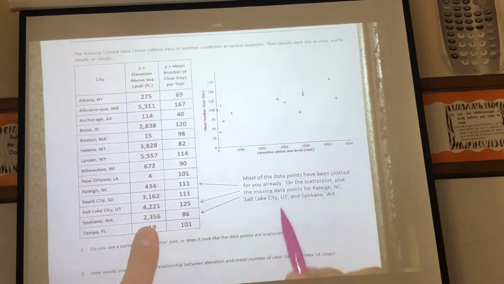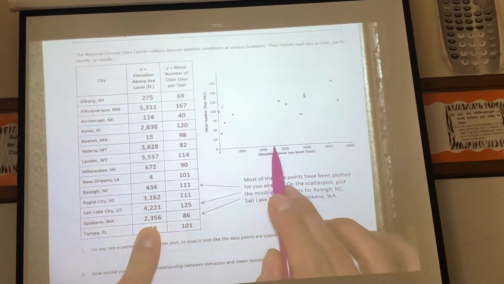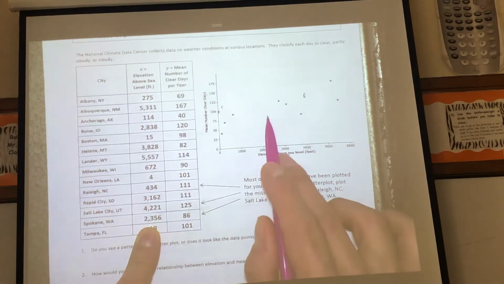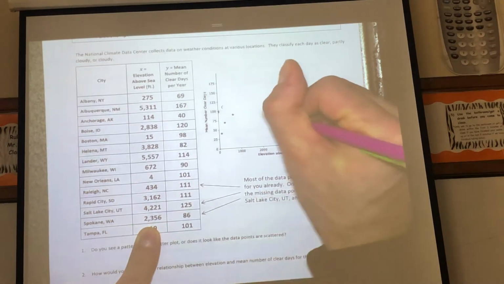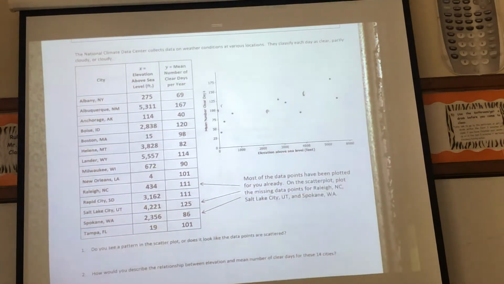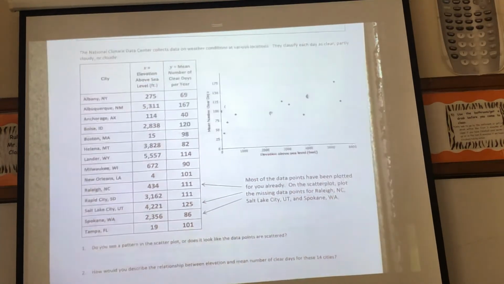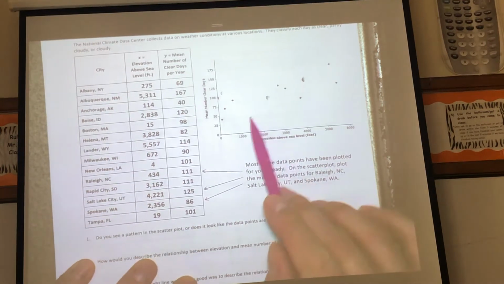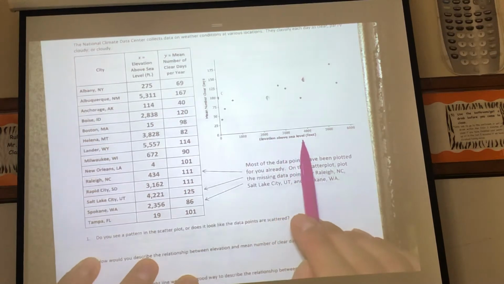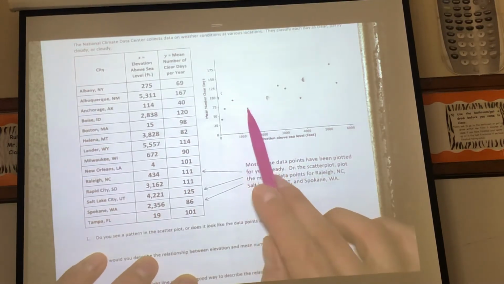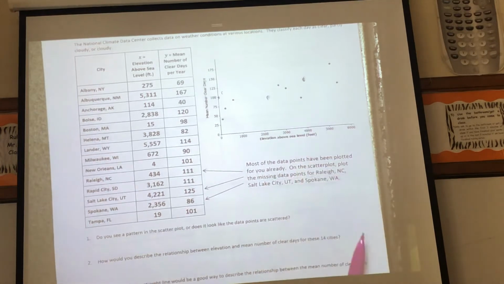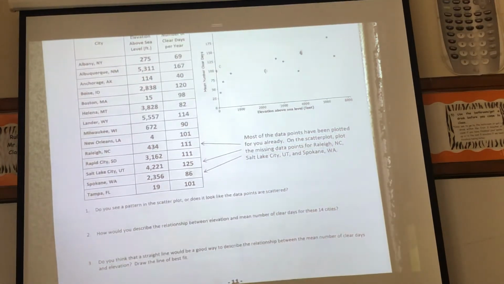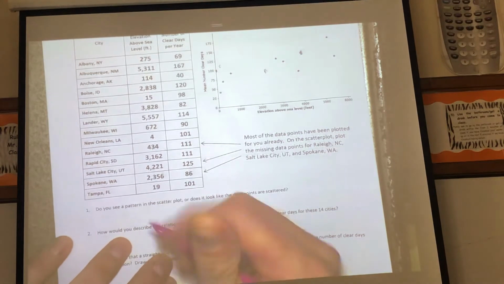Spokane, Washington, so 2,356, up to 86. So about there. Now those are our data points. It says, do you see a pattern in the scatter plot? Does it look like the data points are scattered? It looks like as sea level is increasing, the mean number of clear days is also increasing. So what I would say for this is this would be a weak, positive, linear relationship.